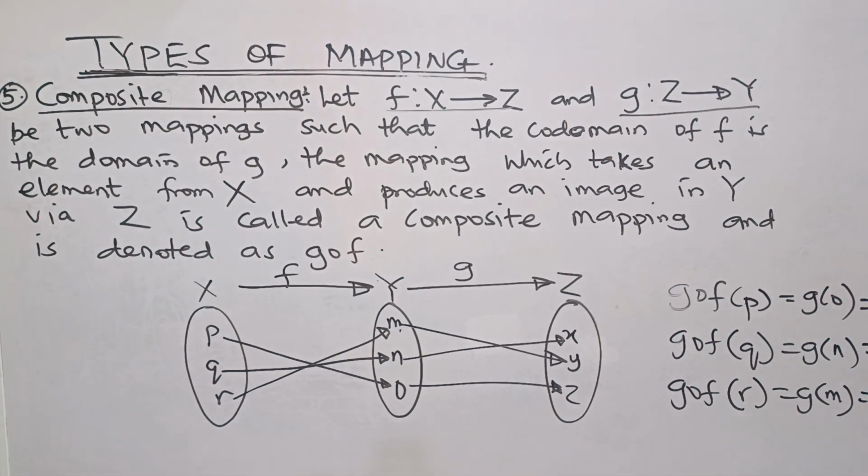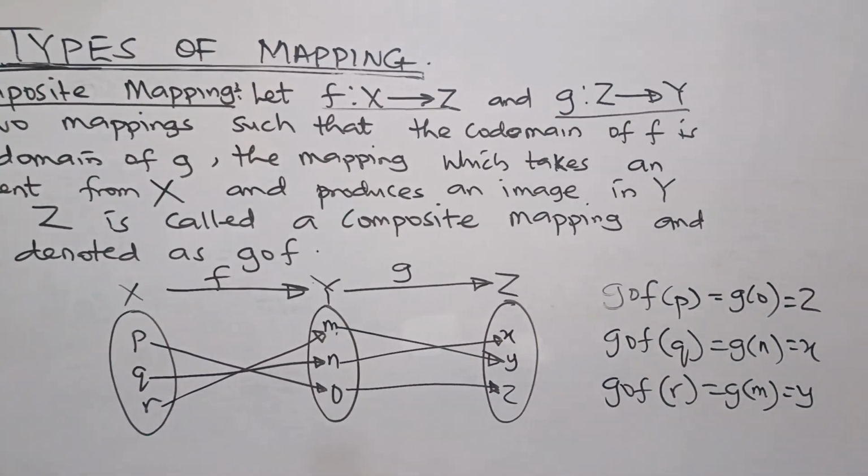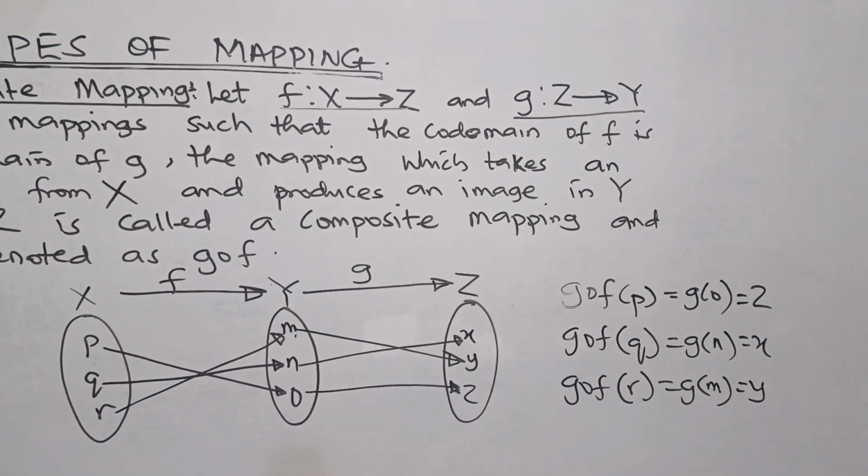So this is a typical example of composite mapping. When we have composite mapping, we are talking about two different mappings or functions such that they are arranged as we have it on the board. If you look at this now, you are going to get the result.